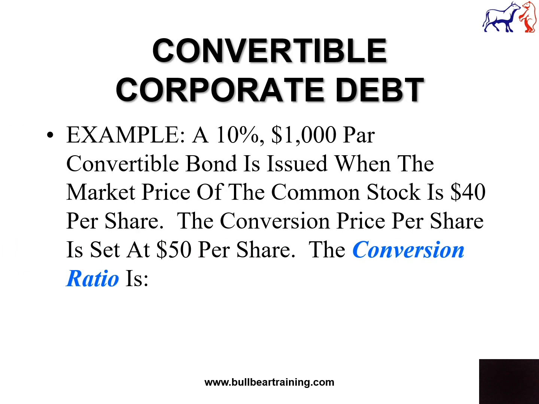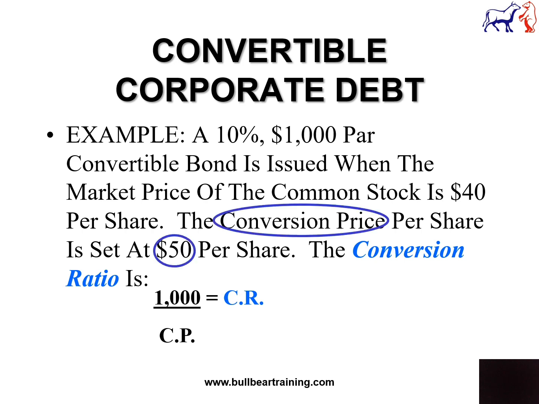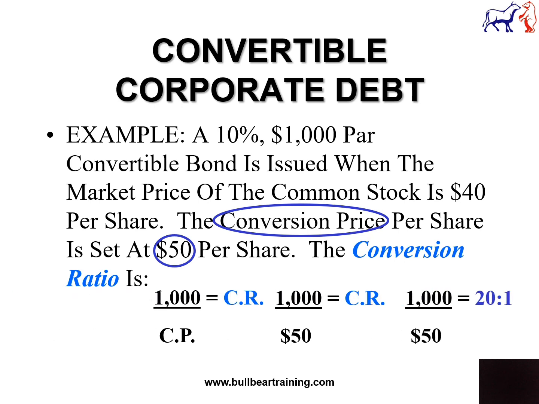So in our example, you have a 10% $1,000 par convertible bond issued when the market price of the common stock is $40. The conversion price is $50. What's the conversion ratio? Well, our formula: 1,000 over conversion price is the conversion ratio. As it indicates, the conversion price is $50. So 1,000 over 50, our conversion ratio would be 20 to 1.